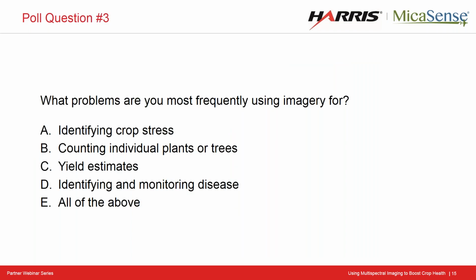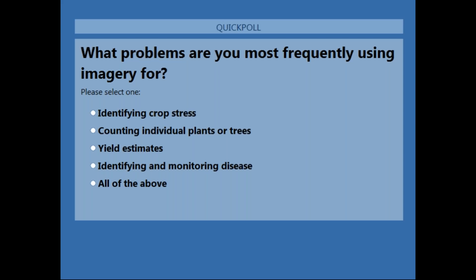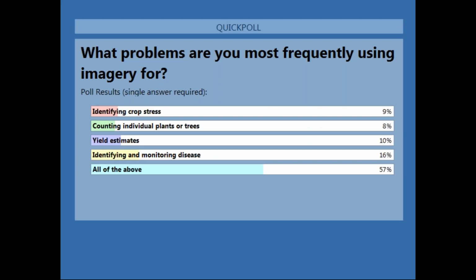Great. We're going to do poll question number 3 now. What problems are you most frequently using imagery for? Are you looking to identify crop stress? Are you counting individual plants or trees? Are you focused on yield estimates, identifying and monitoring disease, or all of the above? And as I read this out, maybe we should have had F of none of the above. But we'll give you a few seconds to put in your answers, and we'll close the poll down, and we'll have Austin comment on the outcomes there.